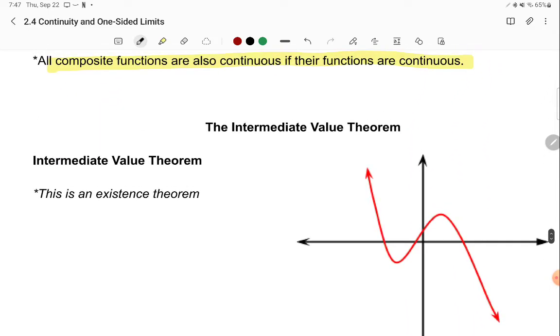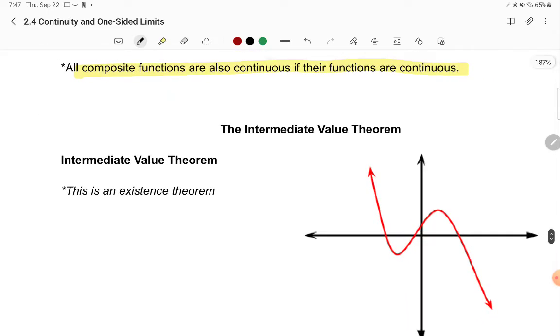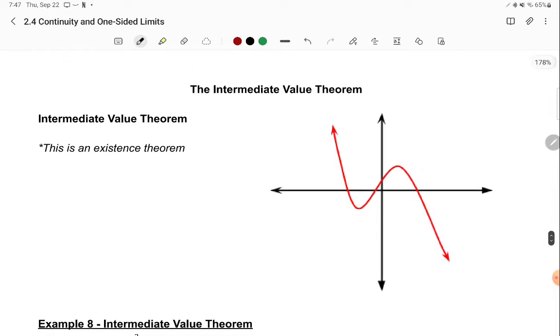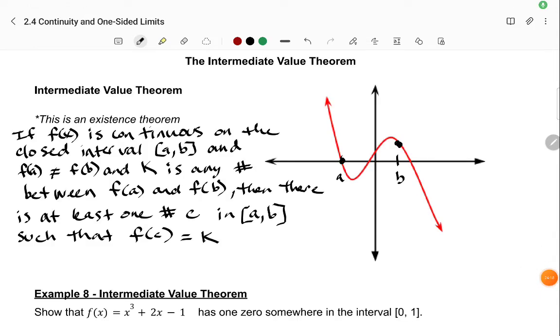Okay, so get this down. All composite functions are also continuous. And then let's look at the intermediate value theorem and what that means. The intermediate value theorem is just an existence theorem. It's a theorem of continuity. Now, it is logic, it is common sense put into words that sounds very confusing.